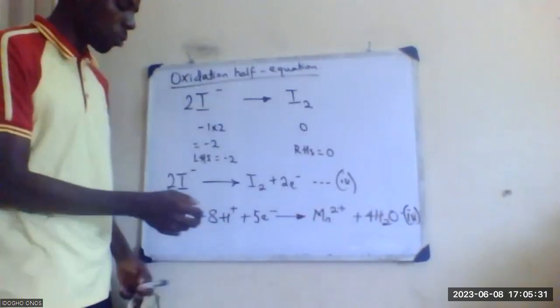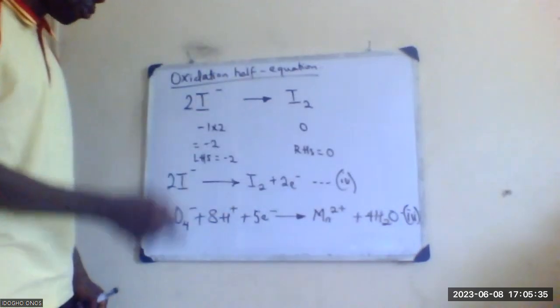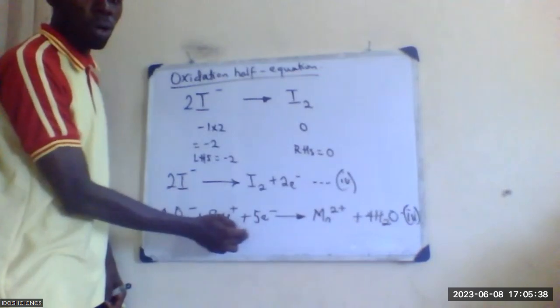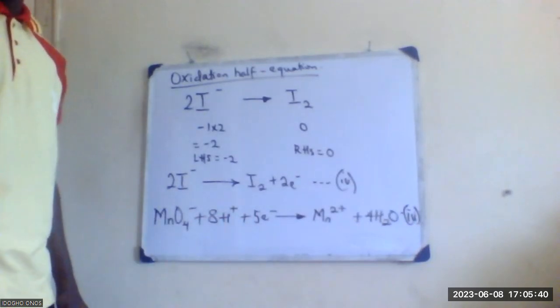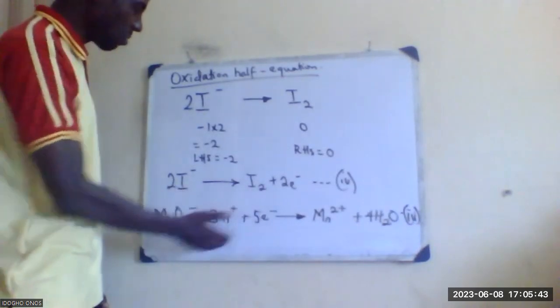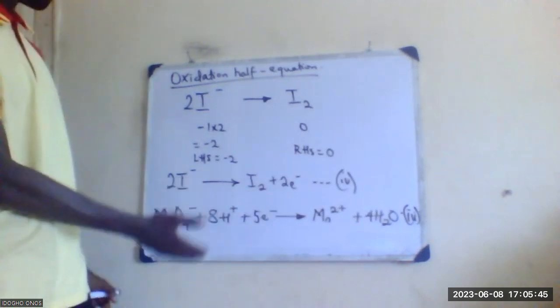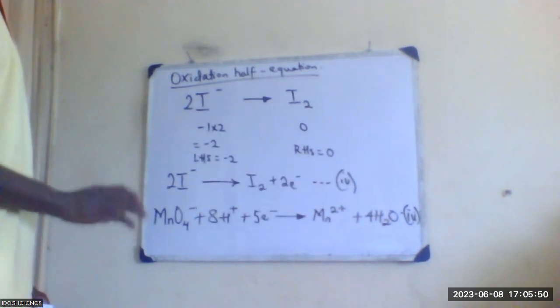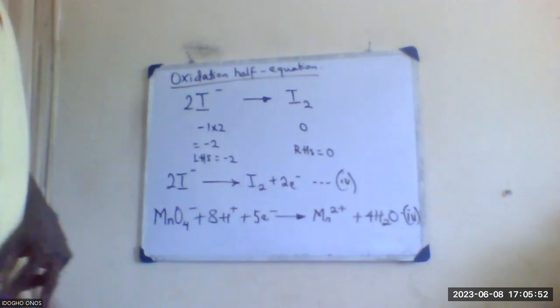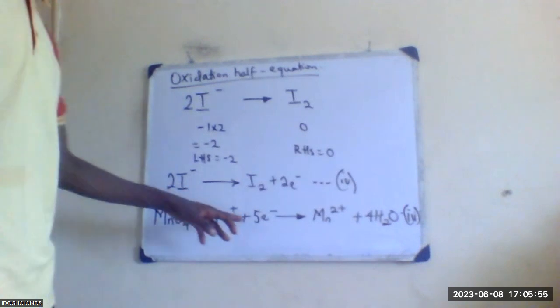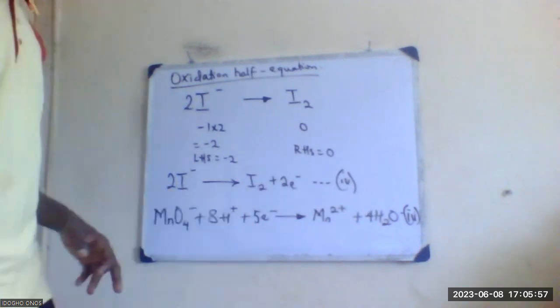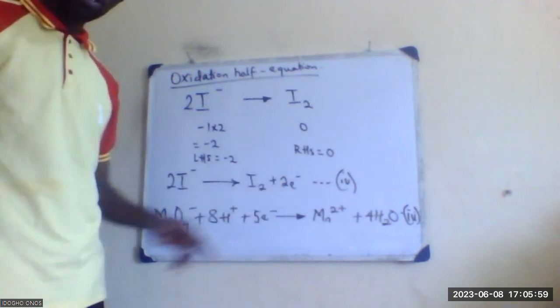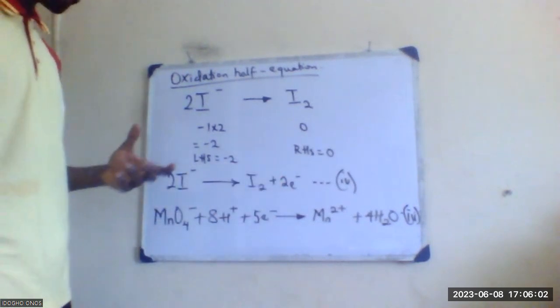Now, let the student know this. Oxidation half equation always has electrons on the right. Reduction half equation always has electrons on the left. Electrons are always on the left-hand side for reduction, and always on the right-hand side for the oxidation equation. Now, having said that, if you look at equation 3 again, the charge is 5, and in equation 4, the charge is 2. The next thing to do is to balance the charges on both equation 4 and 3.